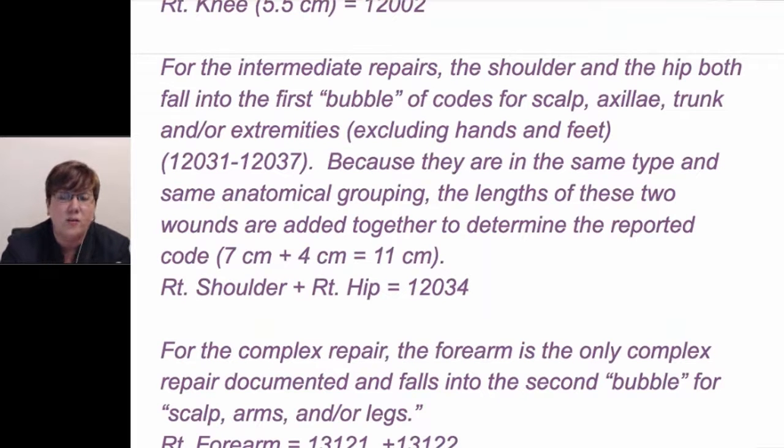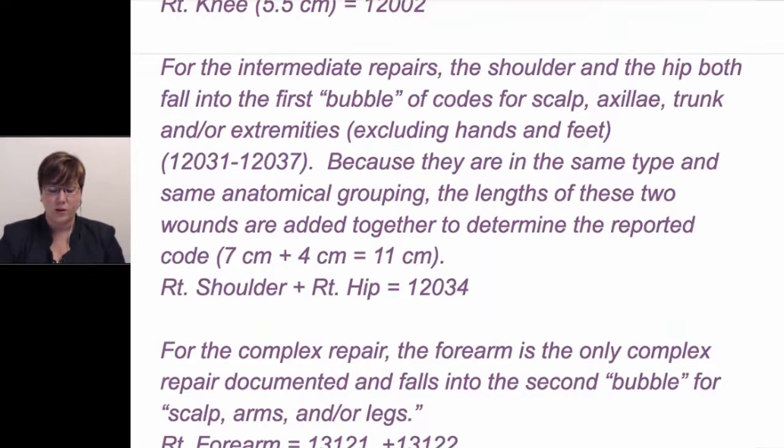They get added together. So we take the 7 centimeters on the shoulder, the 4 centimeters on the hip, we add them together to get an 11 centimeter laceration with intermediate closure, and we code the correct code for that. In this case, it's a 12034. And then we still have another closure left, right? We have one more, that complex closure. It gets coded all by itself because it's a different level of closure.